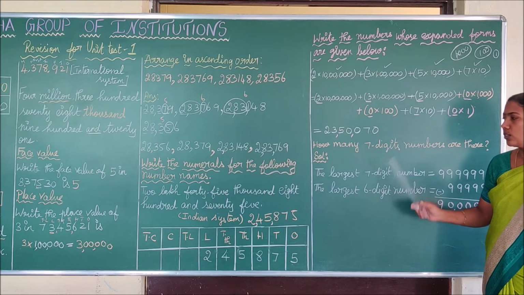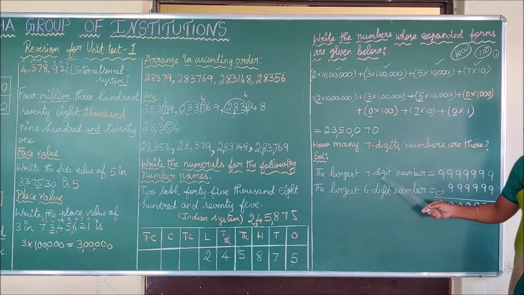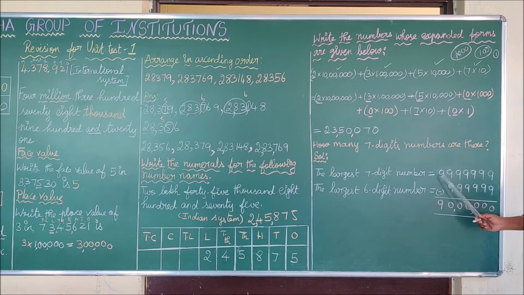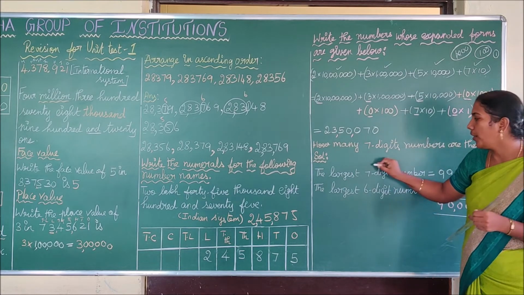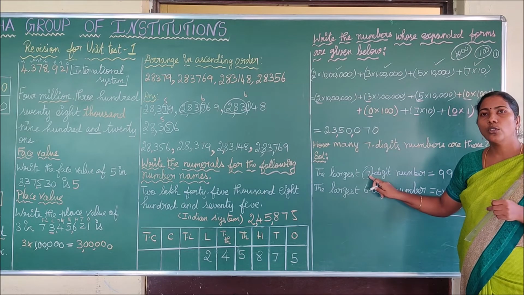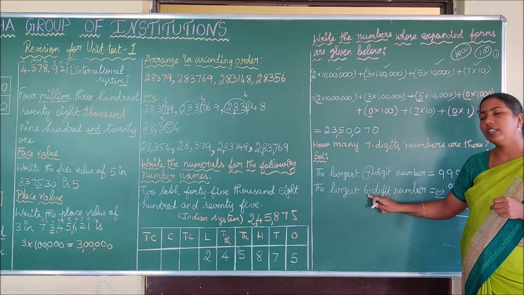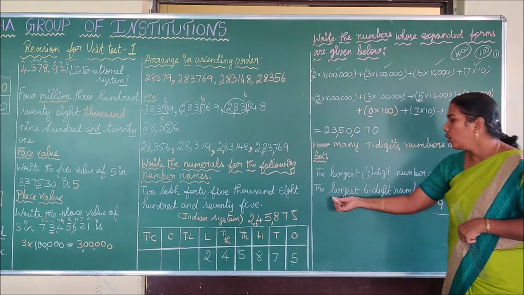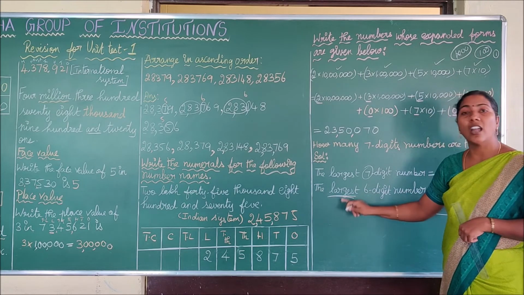Okay, is it clear, children? First we are writing the largest 7-digit number. You have to write the 9 seven times. What is the next step? You have to reduce 1 digit from this. If you reduce 1 digit from this, you get a 6-digit number.